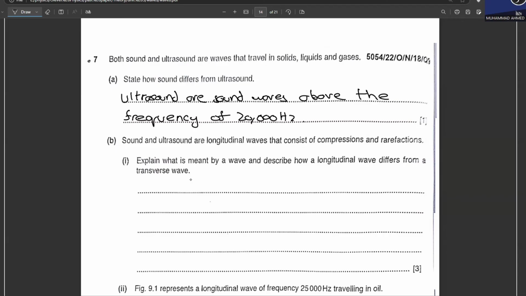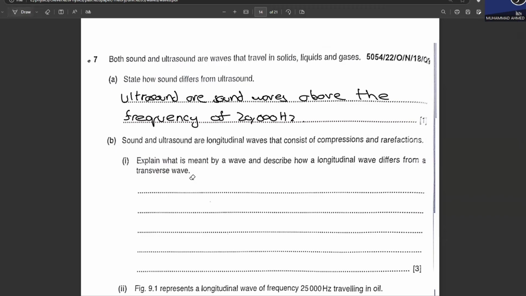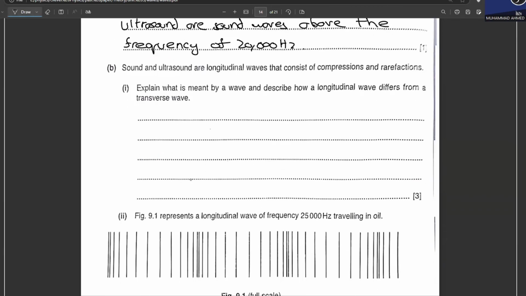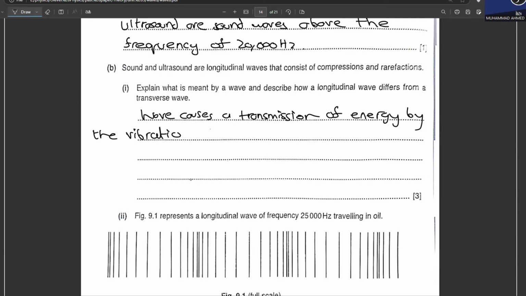Explain what is meant by a wave and describe how a longitudinal wave differs from a transverse wave. Simple. What is a wave? A wave causes a transmission of energy by the vibration of molecules.